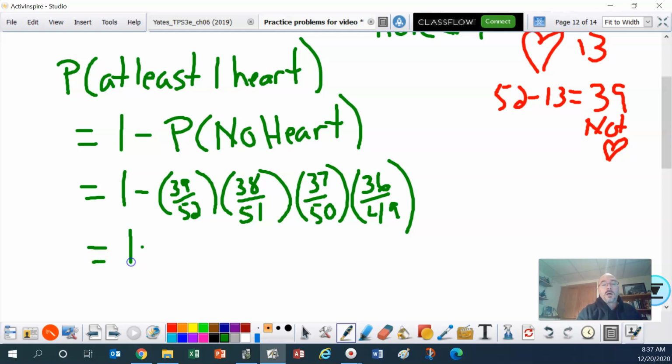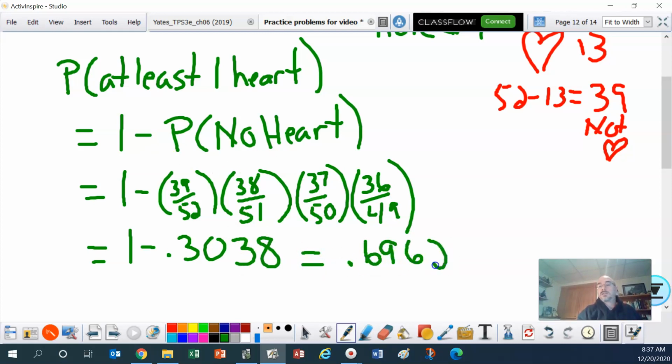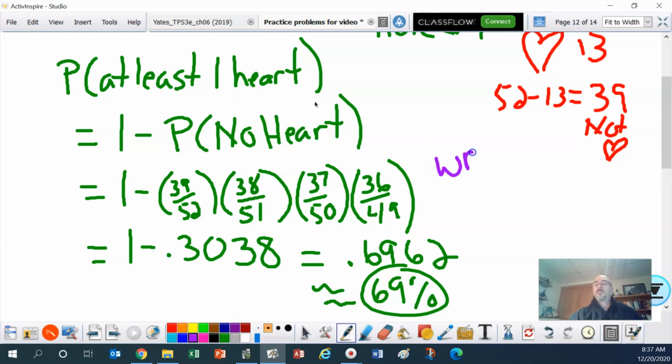But you get 1 minus 0.3038, if you just multiply all of those fractions together. So our answer here, ladies and gentlemen, is 0.6962. So approximately 69% chance of that happening, that you get at least 1 heart. So you would again need to write a sentence conclusion.